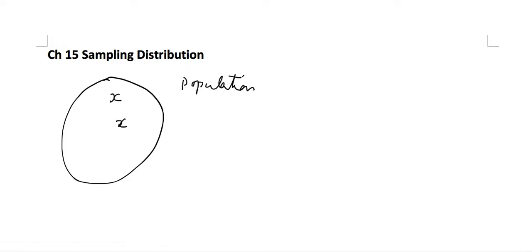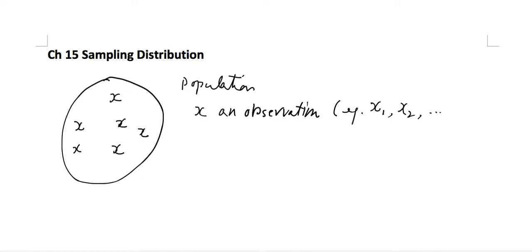I'm going to use X to represent an observation, that means a data point. Other notations that we have used to represent observations include X1, X sub 2, and so on and so forth. But here, just to simplify notations, I'm just going to use X to represent observations. So in a population, meaning a large group of individuals, we have many observations, many X values.